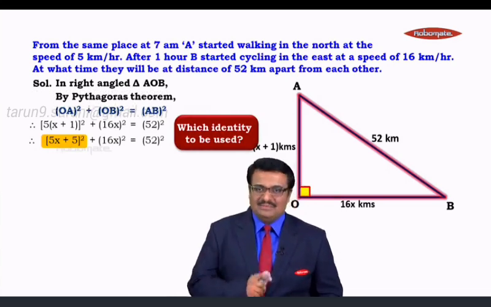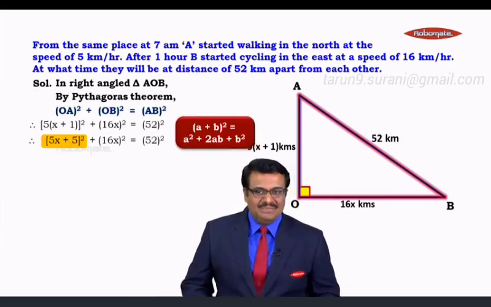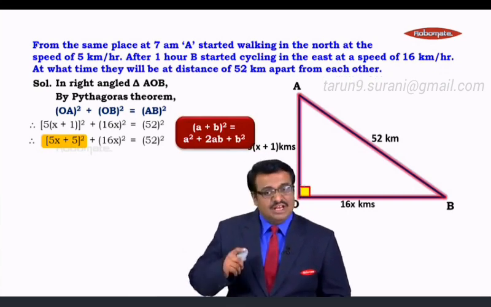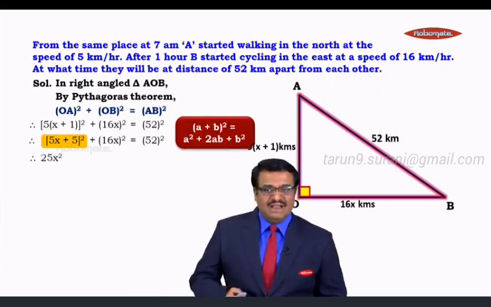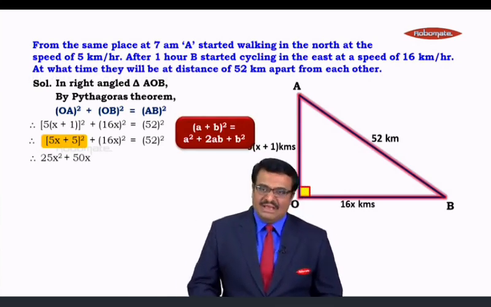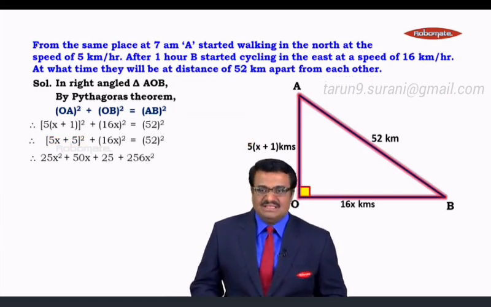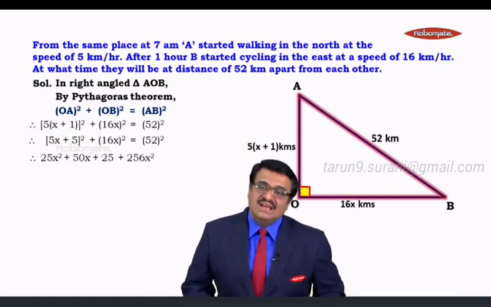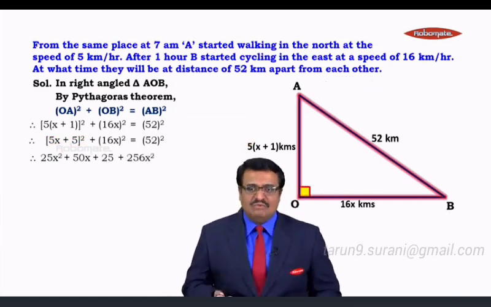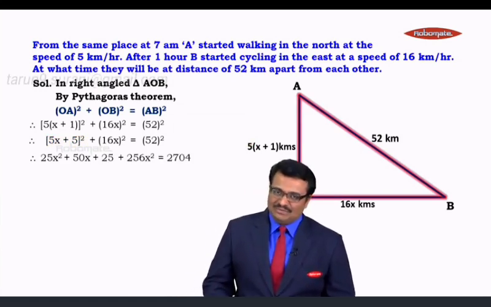Now, which identity is to be used to open the first bracket? The (a plus b) the whole square formula: a square plus 2ab plus b square. So when you open the first bracket, it will be 5x the whole square, which means 25x square, plus 2 into 5x into 5, which becomes 50x, plus 5 square, 25, plus 16 square is 256, x square is x square. So 256x square is equal to 52 square, which is 2704.